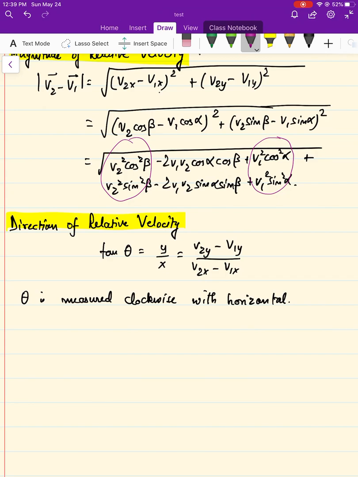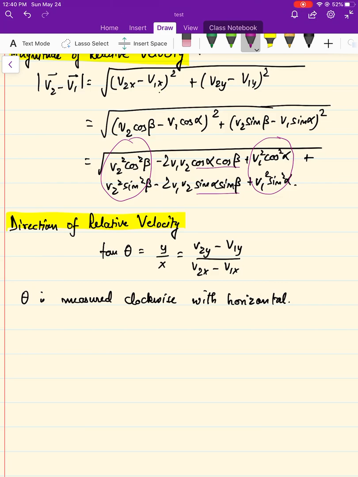So this won't be a very difficult exercise for you as well, because you can see clearly that if you take 2v1 v2 as common, you get cos alpha cos beta plus sine alpha sine beta, and then the rest of it is pretty simple, right? It's basically cos of alpha minus beta, so it won't be a problem for you to understand.